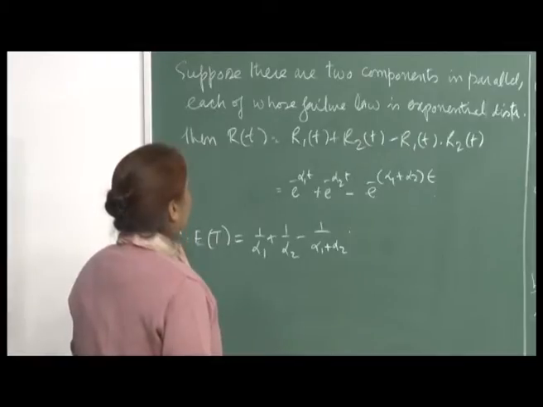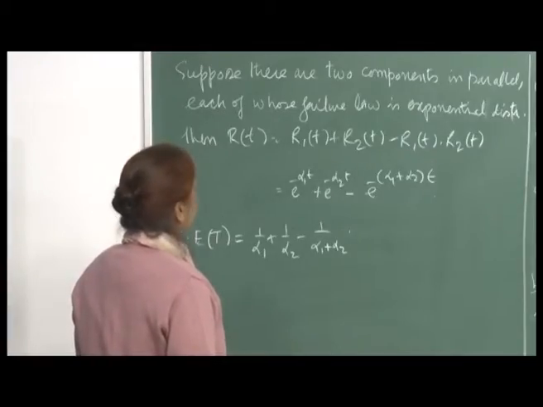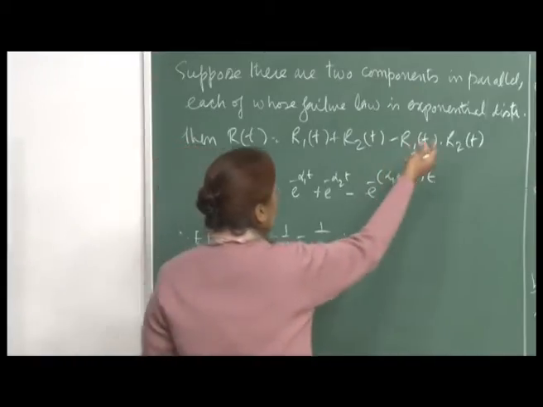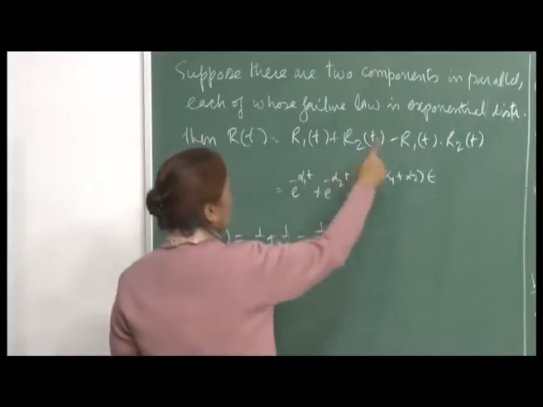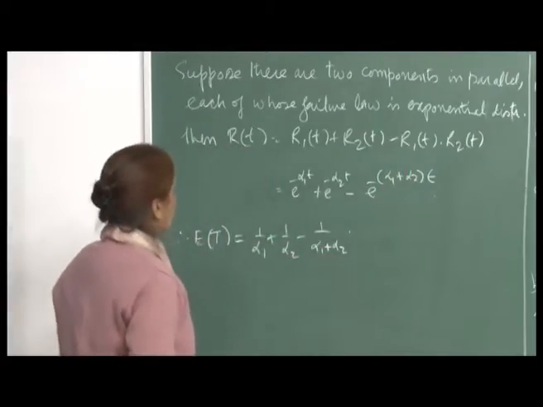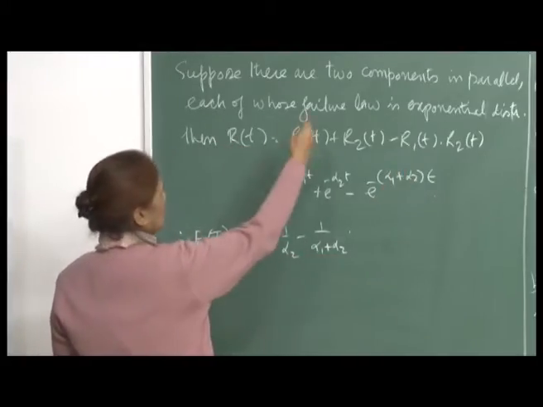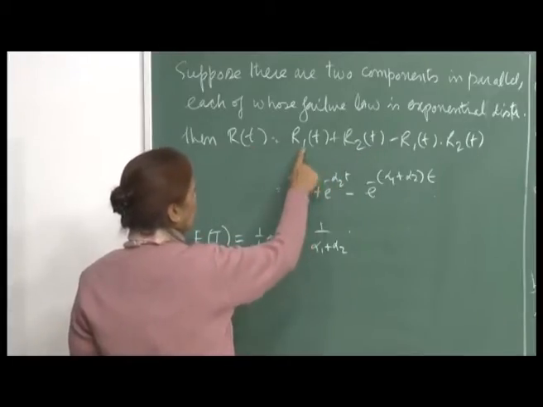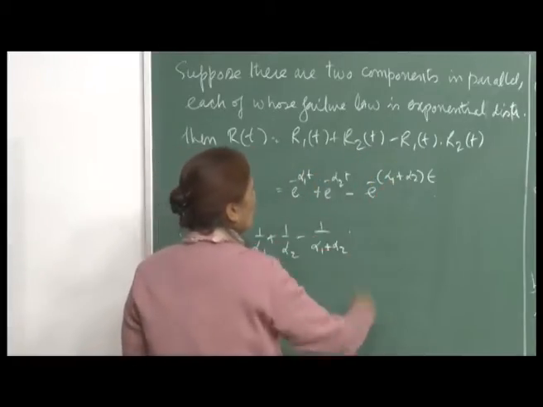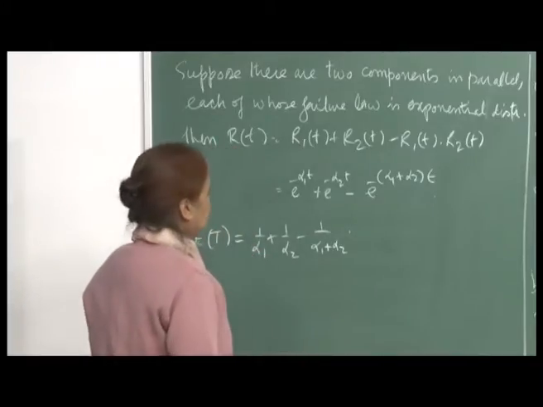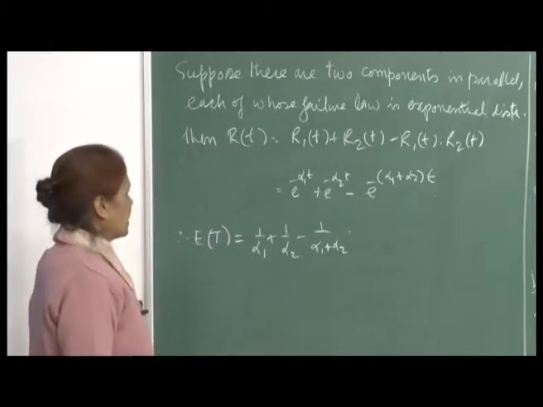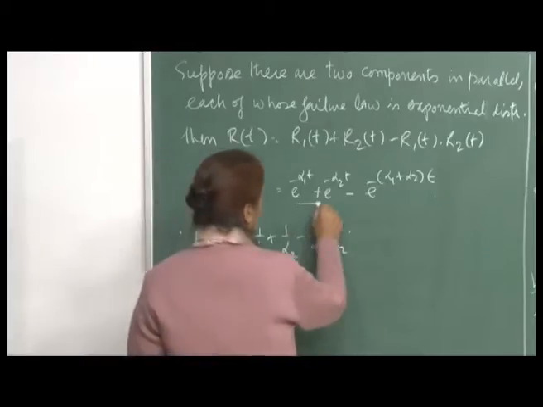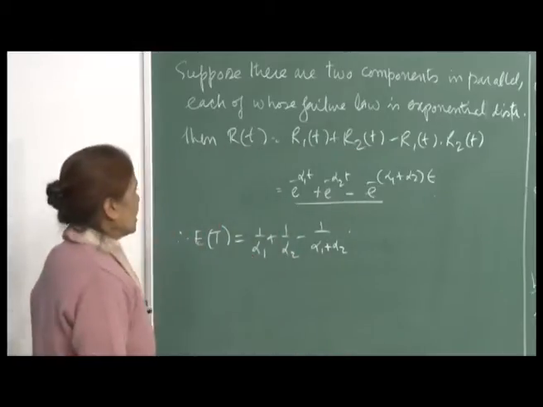Consider the example where two components are in parallel and each of whose failure law is exponential distribution, and of course, we are assuming that the first component has parameter alpha 1, the other one has alpha 2. Then the reliability of the system, since they are in parallel, is given by the formula we just obtained, R1(t) + R2(t) - R1(t)R2(t), because they are functioning independent of each other. And therefore, this will be your reliability function.